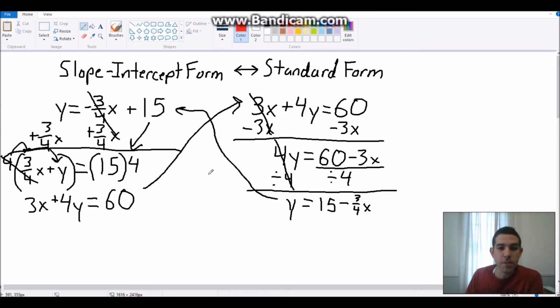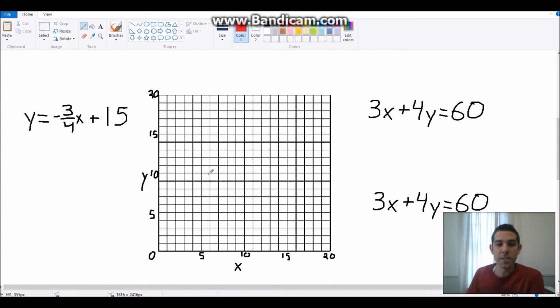Alright, now let's see if these two forms are indeed the exact same equation. We can prove this by putting them on the line. They should make the exact same line. So let's go ahead and graph slope-intercept form and standard form. I like to graph standard form first. It's a little easier for me.